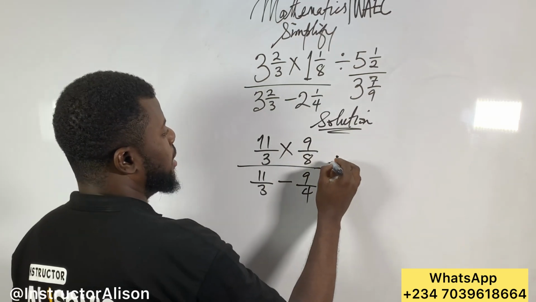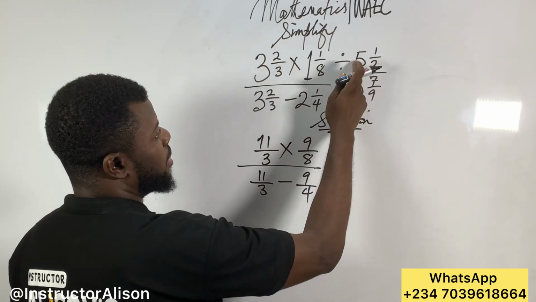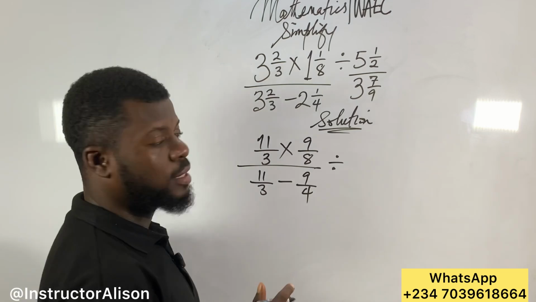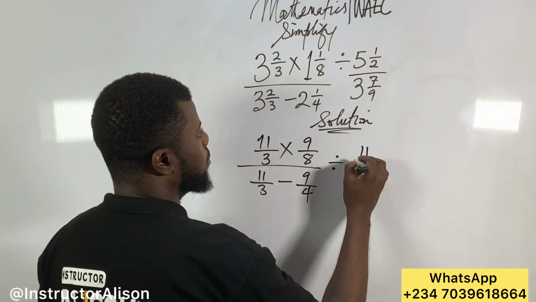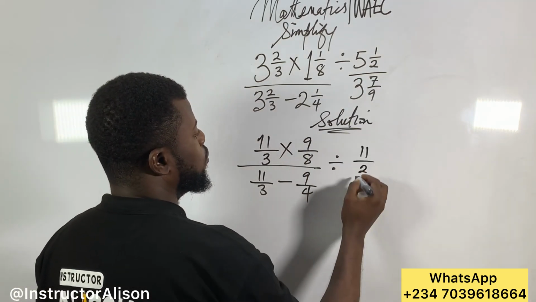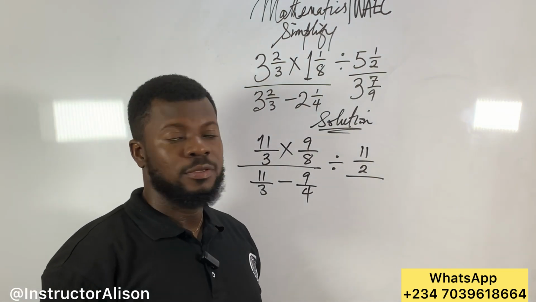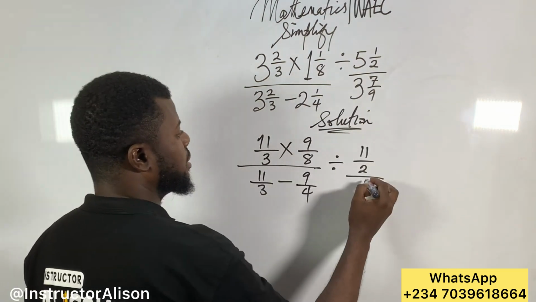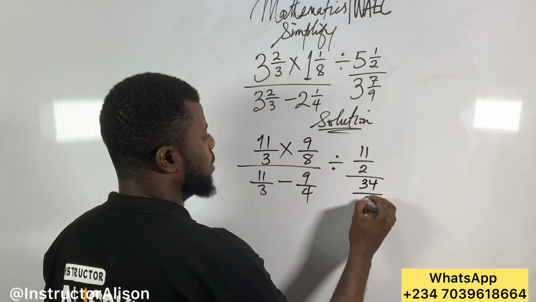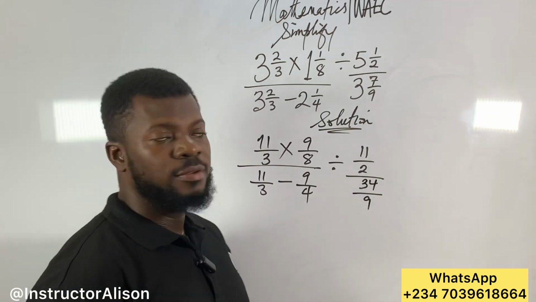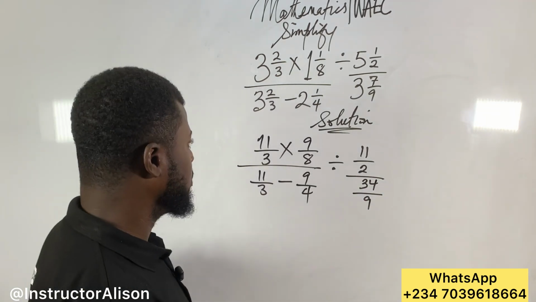Here, divide by 5 times 2, 10 plus 1, 11 over 2, over 3 times 9, 27 plus 7, 34 over 9. Simple. What will be the next step?